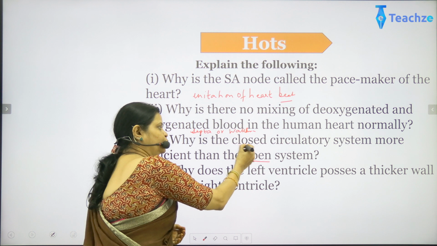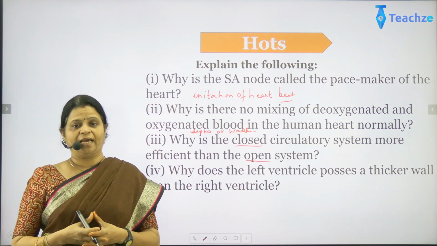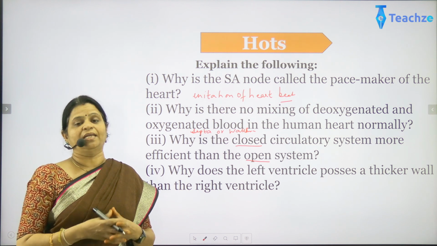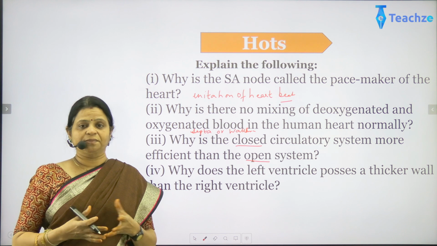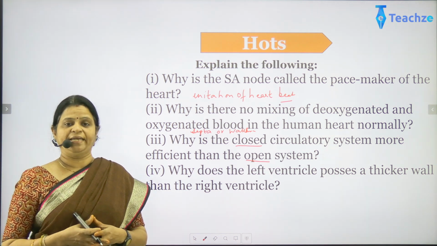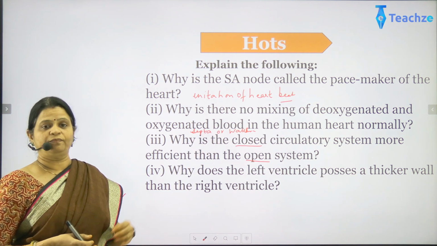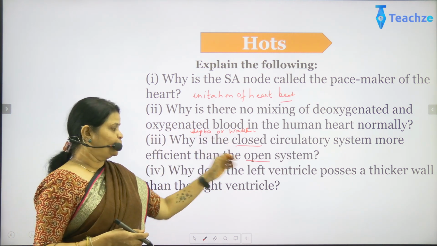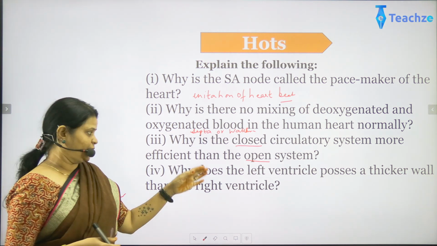Now what is the closed one? A closed system is when you have blood vessels carrying the blood, just like what we see in our human heart, like the arteries, veins and capillaries, and the blood is completely protected in those vessels. So for the closed circulatory system you can give the example of humans, and for the open circulatory system, the example of insects.